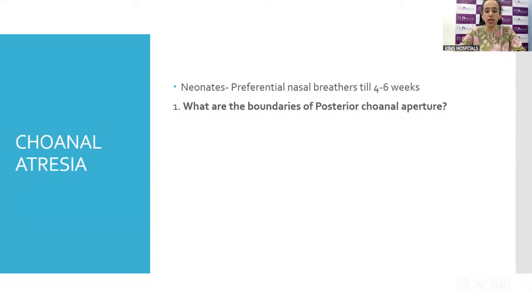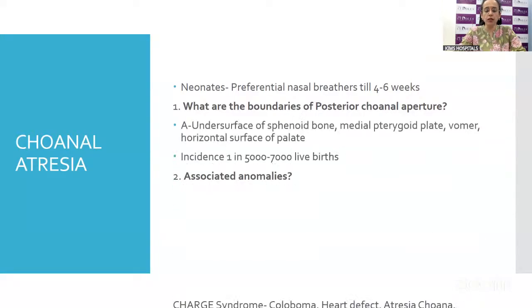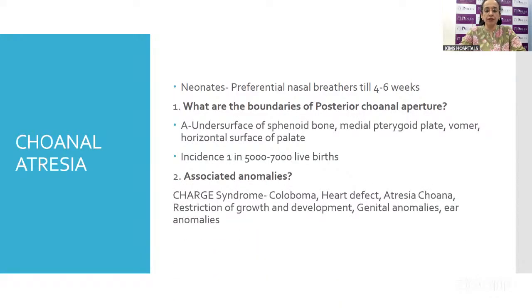So now we will see a few questions, like what are the boundaries of the posterior choanal aperture. The upper surface of the choana is formed by the under surface of the sphenoid bone, medially by the medial pterygoid plate and vomer, and below by the horizontal surface of the palate. So these are the boundaries of the posterior choanal aperture. The incidence of choanal atresia is 1 in 5,000 to 7,000 live births.